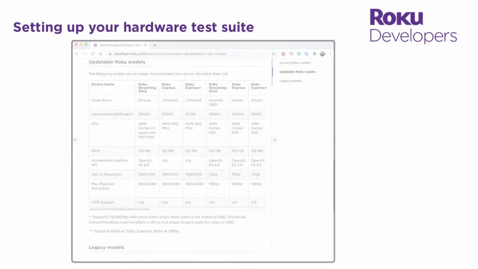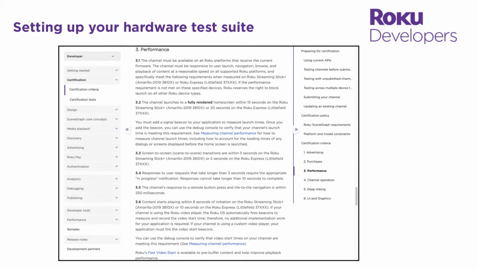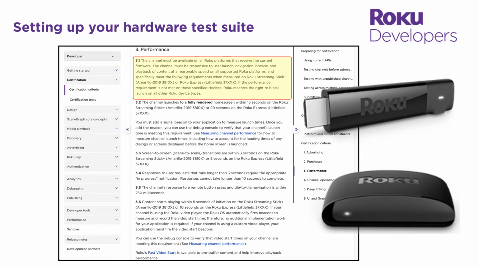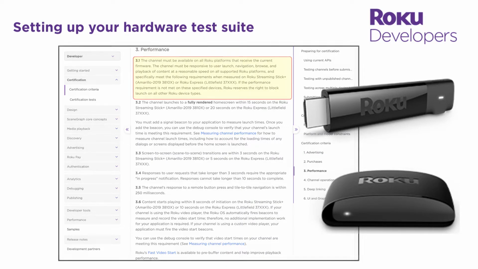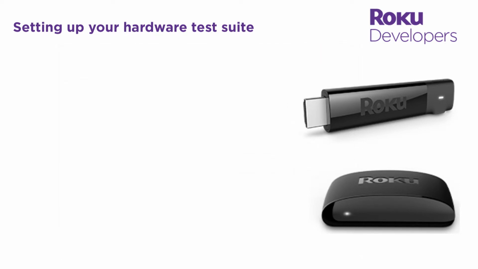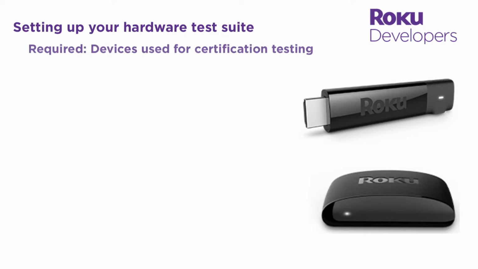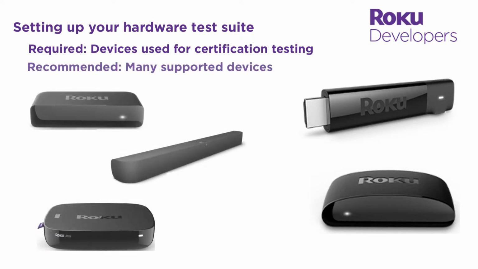To pass certification, a Roku channel must meet performance benchmarks on certain Roku device types, as outlined in the performance section in the certification criteria documentation. Therefore, your test suite must include the current devices used by Roku for certification testing. In addition to the required devices, your test suite should include as many supported devices as possible so that you can optimize your channel for viewers across all Roku devices.